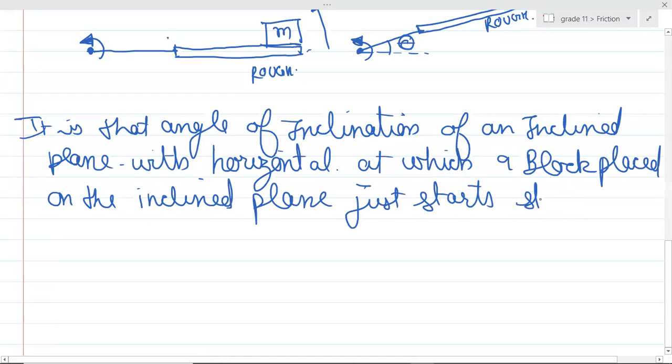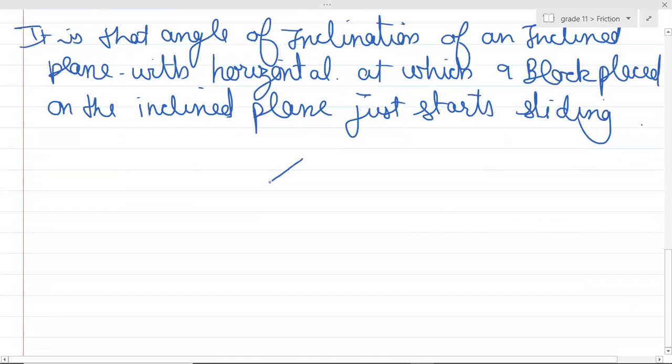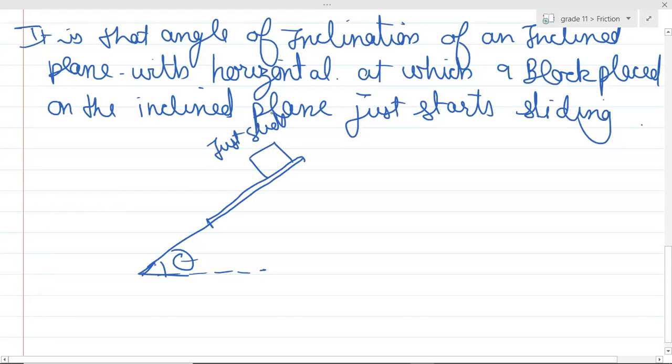Sir, why are you saying just starts sliding? So that the friction will be equal to what? How much? Limiting friction, right? So at one particular angle of this particular thing, this object will just slide. That implies the friction acting on it will be limiting friction.